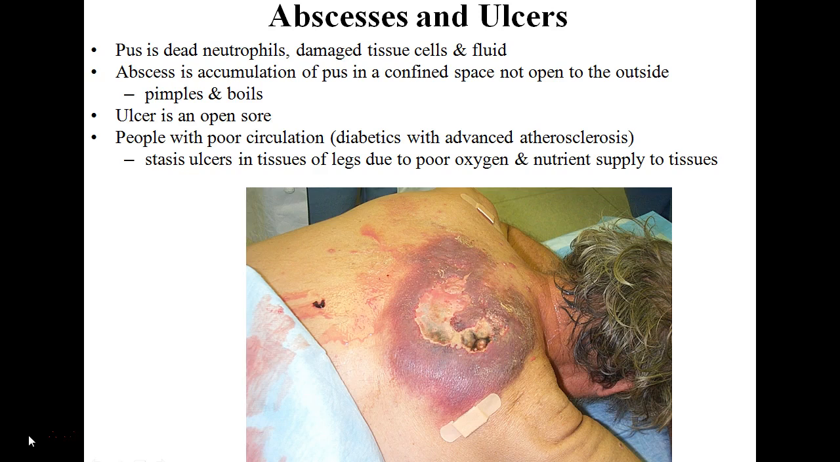And then we get other homeostatic imbalances, things such as an ulcer. An ulcer is going to be an open sore, and that's often found in the gastrointestinal region. People with poor circulation, that is people with diabetes, tend to be at risk for abscesses and ulcers. And sometimes we get stasis ulcers in tissues of legs. That's due to poor oxygen and nutrient supply to tissues. So again, quite often, if we cannot beat the condition with the genetic conditions given, if we improve our diet or possibly improve our lifestyle through exercise, we might thwart this homeostatic imbalance.